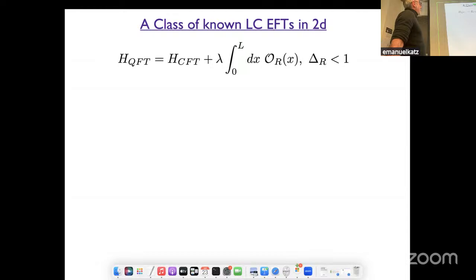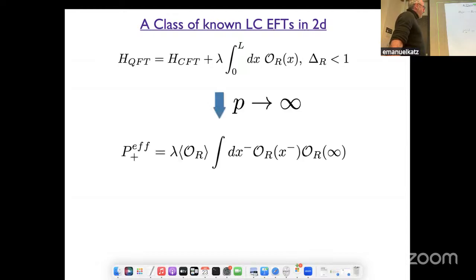So I'll tell you a particular class of examples where that's possible. And that's when you add a single relevant operator, and the dimension of this relevant operator is quite small. Relevant operator means that the dimension is less than 2, but here I'm going to assume that it's less than 1. And this is the form of this effective Hamiltonian. So as promised, it depends on the product of the coupling and the VEV of this operator. So notice it has the right dimensionality. And it remembers, interestingly, what the volume is.